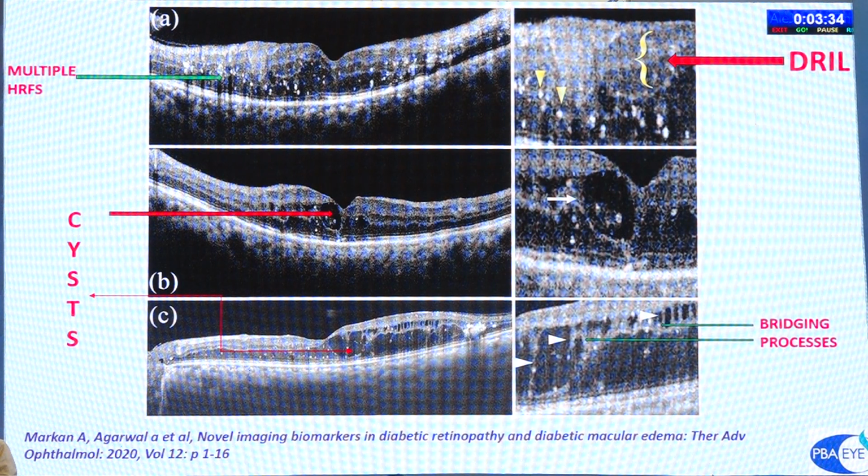So this is one of the photographs you can see. Multiple HRFs are there. And then here you can see the drill, and the yellow arrowheads show the HRFs, and these are the cysts, and these are the bridging processes, with the green arrow showing them.